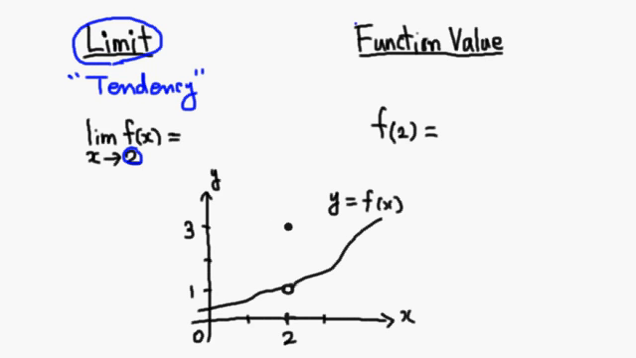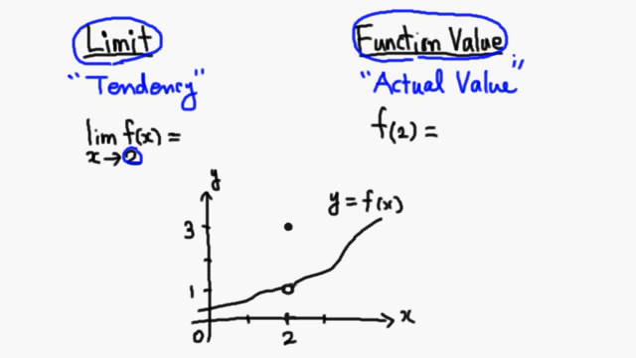the limit. On the other hand, the function value here is the actual value, so it has nothing to do with the tendency. You just look at the actual value, so you can think of the function value as the actual value. Once you got that, it's fairly easy to distinguish these two, limit and the function value.